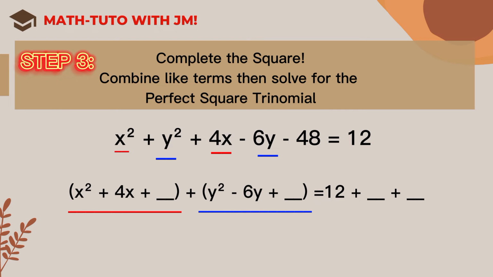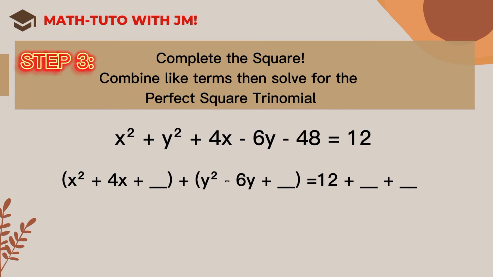It should look like this. Make sure to add a blank after the middle term for the PST. You also have to put two blanks after the constant term and add the PST of both terms to balance the equation. After doing so, you can now solve for the PST.